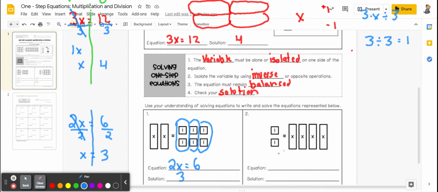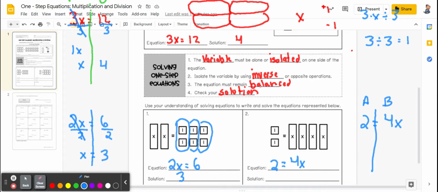All right, number 2, we have 2 equals 4x. So same thing. Let's write our equation out, and we're going to draw a line where the equal sign is. What we do to side A, we're going to do to side B.